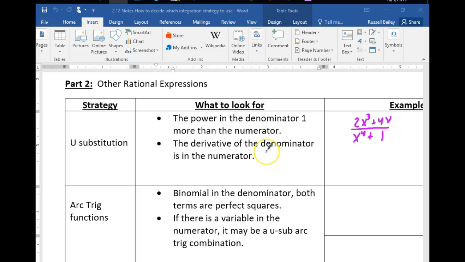The derivative of the bottom needs to be in the numerator. So if I take the derivative of the bottom, what do I get? 4x cubed. Now, that 4x cubed is not going to cancel all the x's on the top, will it? That won't cancel. And so that's why the u sub method won't work. So it has to satisfy both criteria. So actually that is not what goes there.